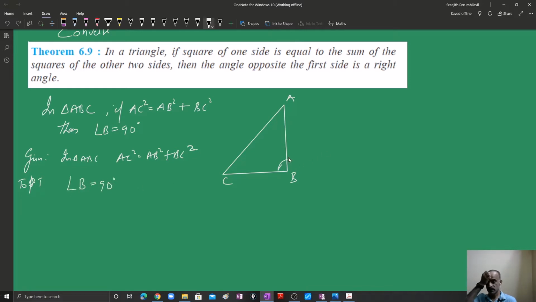So now just imagine that this is not 90, this may be 91 or 92, I don't know how much it is. Anyway, it's not 90. Just think that way, it is not equal to 90 degrees. So we have to prove this is equal to 90 degrees. Fine. So, the proof part.